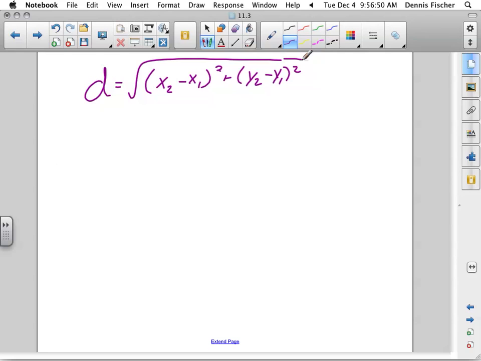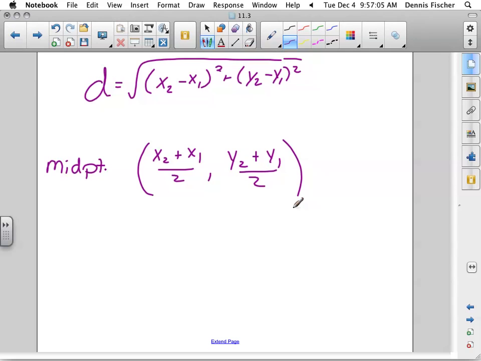And the other one is the midpoint formula. Midpoint: x2 plus x1 divided by 2, y2 plus y1 divided by 2. Okay?